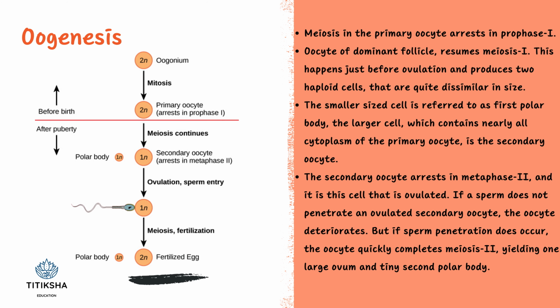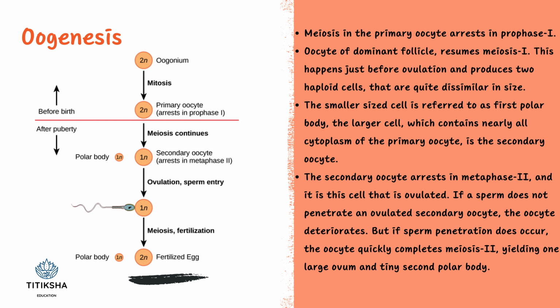Oogenesis. Meiosis in the primary oocyte arrests in prophase 1. Oocyte of dominant follicle resumes meiosis 1. This happens just before ovulation and produces two haploid cells that are quite dissimilar in size. The smaller sized cell is referred to as first polar body. The larger cell, which contains nearly all cytoplasm of the primary oocyte, is the secondary oocyte.